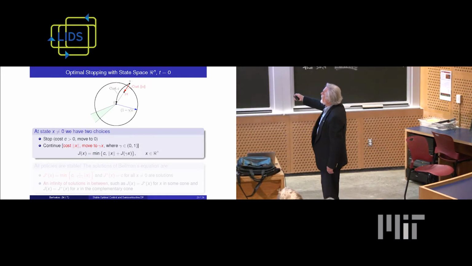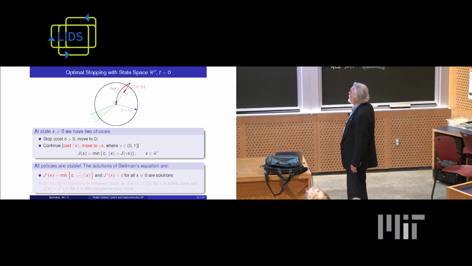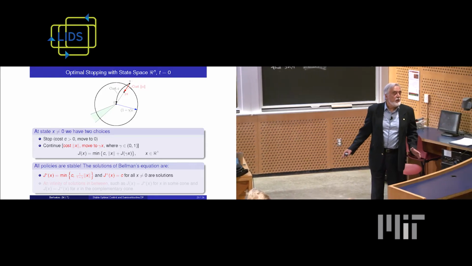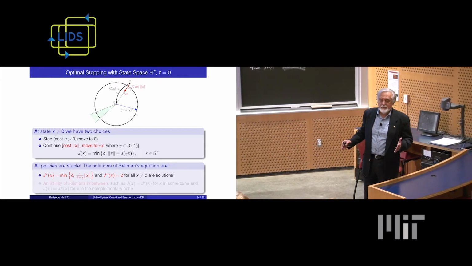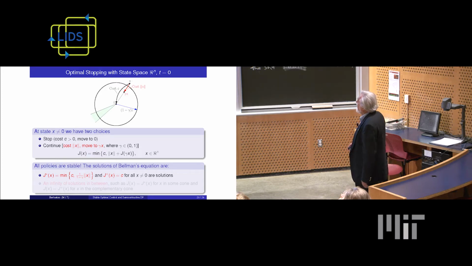Bellman's equation takes this form. It reflects minimization over the two actions, stopping and continuing. Let's make some observations here. First of all, policies are stable. They're stable for different p, because they all lead you to the destination. Whether you stop or continue, you're going to get to the destination, either asymptotically or in a finite number of steps.